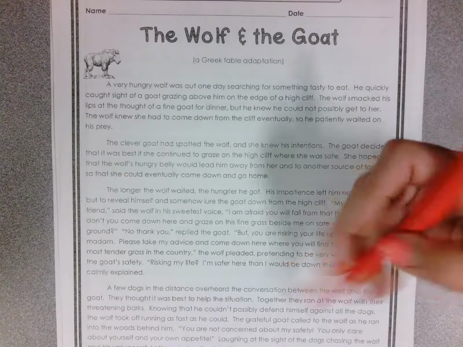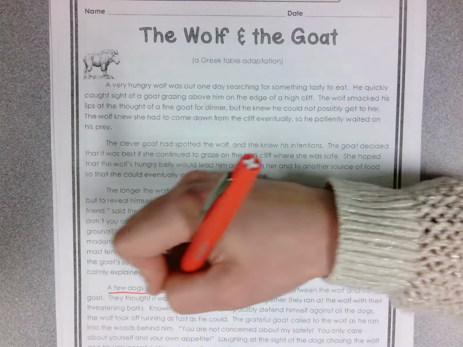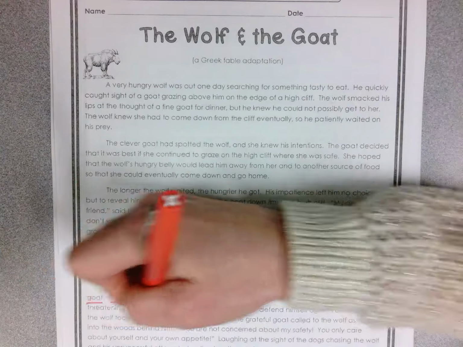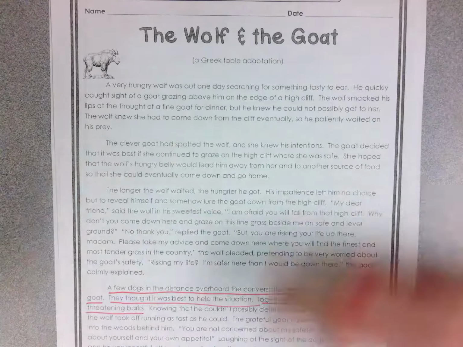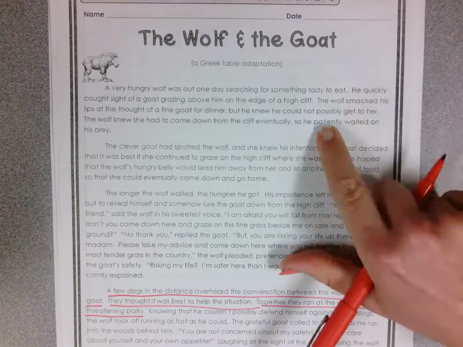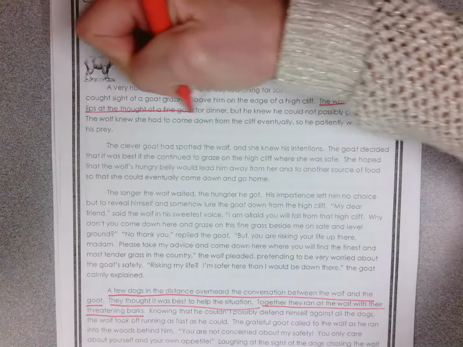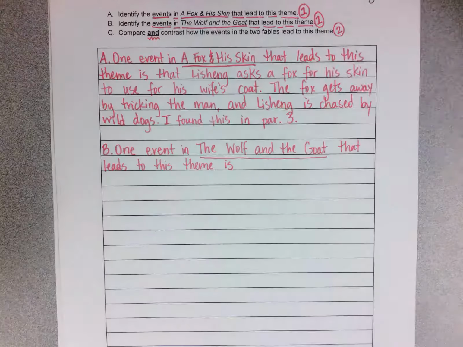So down here it says, a few dogs in the distance overheard the conversation between the wolf and the goat. They thought it was best to help the situation. They ran at the wolf with their threatening barks. And I found what he was wanting up here is that he smacked his lips at the thought of a fine goat for dinner. So I have my evidence about how he was being selfish and what happened to him.